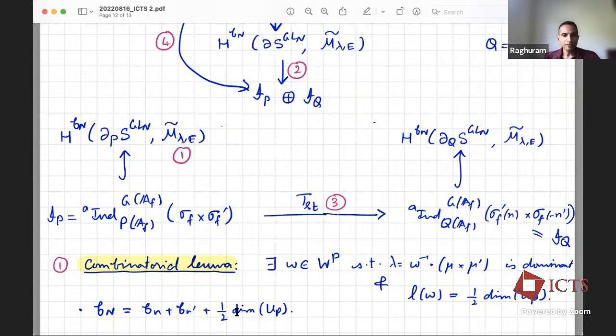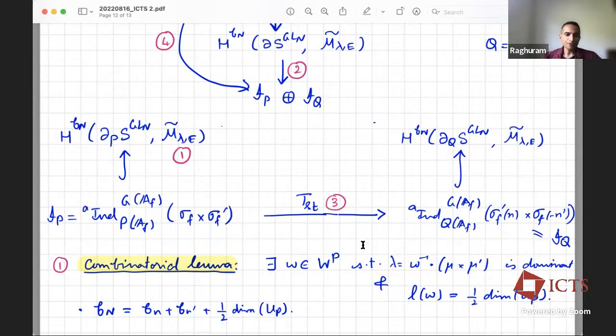Likewise for GLN prime, and then half the dimension of the unipotent radical. So this combinatorial lemma has a lot of important consequences that permeate through the proof. In any case, that's where you start. You arrange for an induced representation to appear in boundary cohomology. I'll call such a module I sub P.